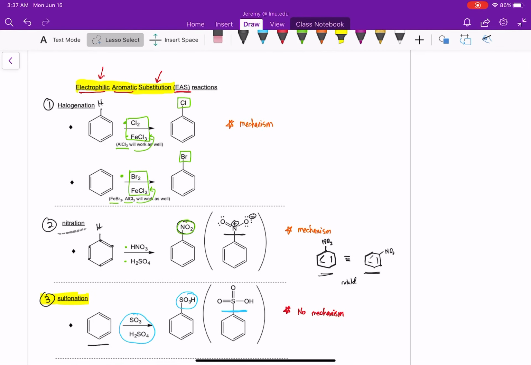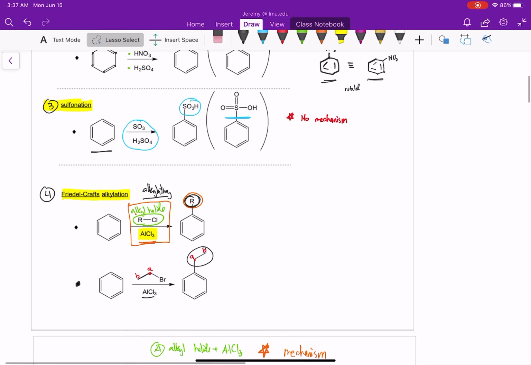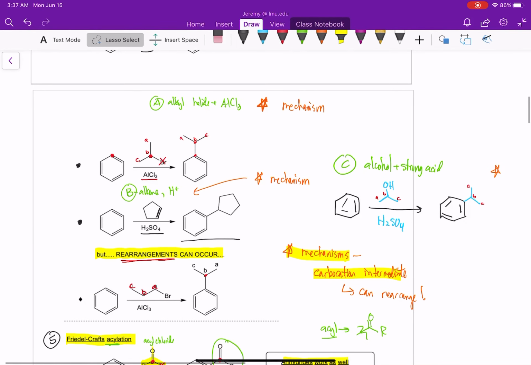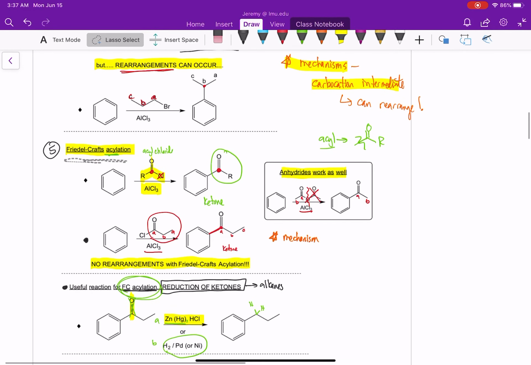Halogenation, nitration, sulfonation, Friedel-Crafts alkylation, right? Again, you can have rearrangements with Friedel-Crafts alkylation, and Friedel-Crafts acylation where there are no rearrangements.